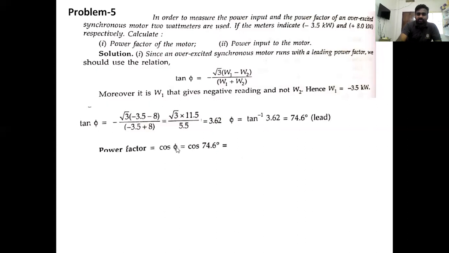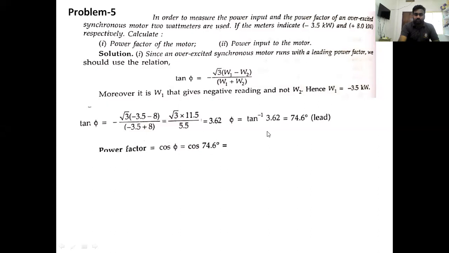So what is the power factor? Power factor is nothing but the cosine of the angle between voltage and current. Cos phi is equal to cos of 74.6 degrees. What is the value of cos phi? Solve along with me. I got 0.26 lead. I myself got 0.26 lead, right?